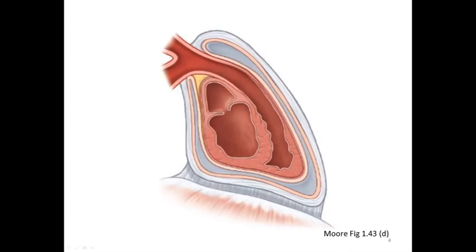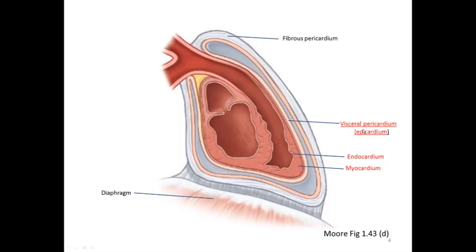This is a picture from Moore and Daly, a textbook you'll be using next year. But if we look at the heart as it sits in the body, it's connected to the diaphragm. That rough, fibrous pericardium sits around the outside. It holds the heart in place. It attaches to the diaphragm, prevents it from overfilling because it's so strong, and it protects it. Deep to that, we have our parietal pericardium and our visceral pericardium, called the epicardium.